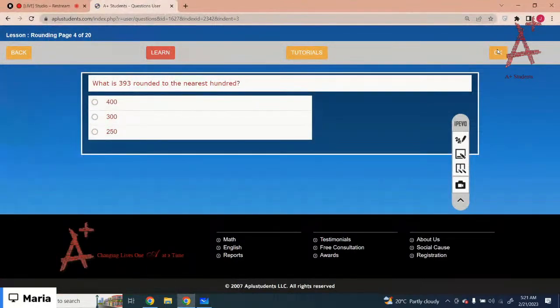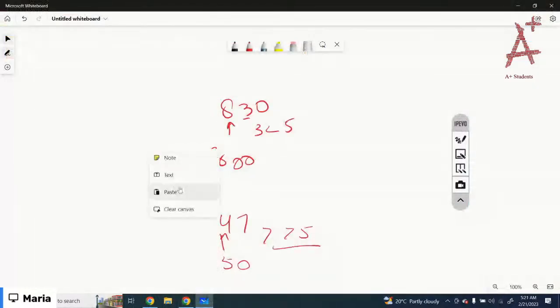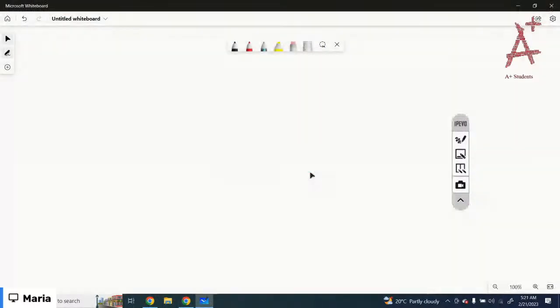Okay, the next one is, what is 393 rounded to the nearest 100? So you have 393. So this is the digit that is at the hundreds position. So the next digit is 9. You have to compare 9 and 5. 9 is greater than 5 or less than 5?